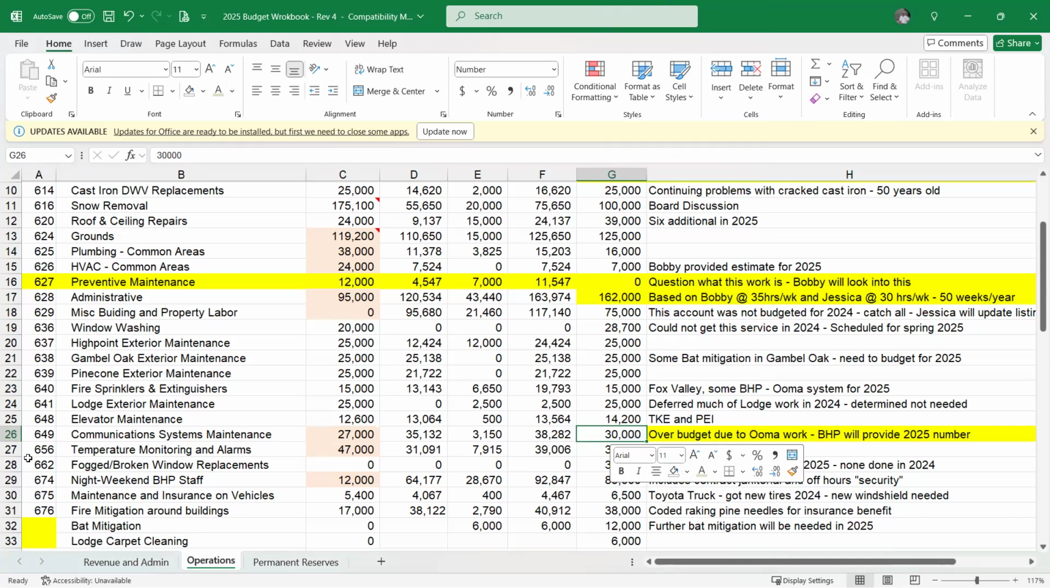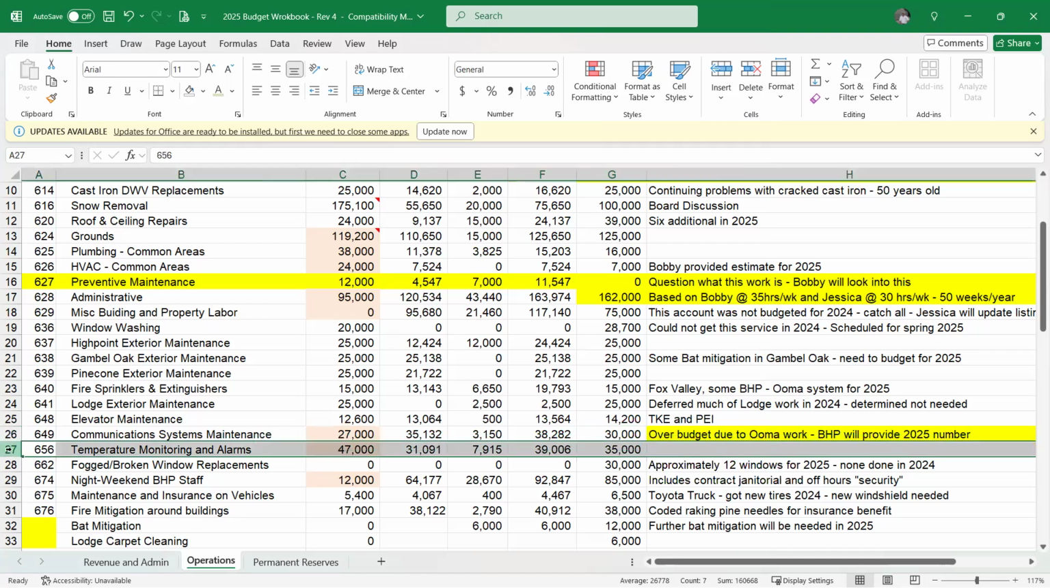All right. Temperature monitoring and alarms. The number of 35 was given to me by somebody. Bobby, you got any thoughts on that? I think we can leave it where it's at.